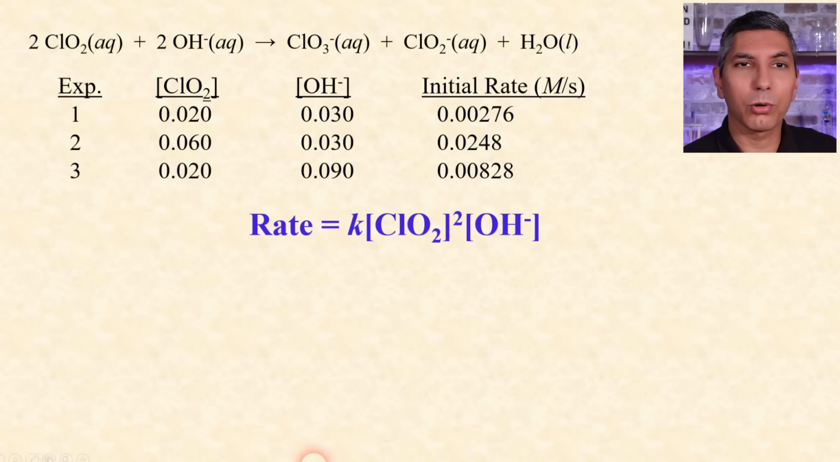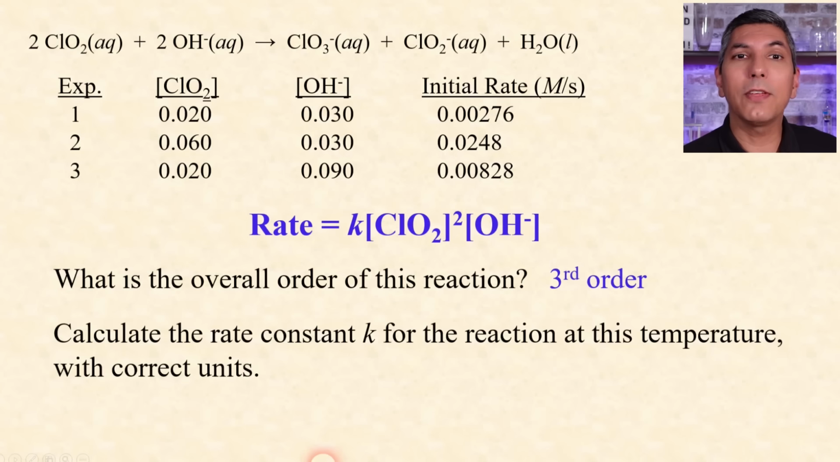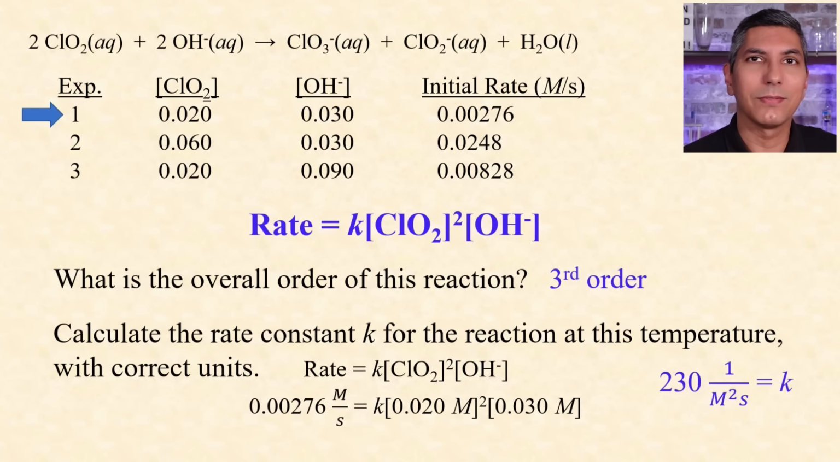The overall order is just the sum of the individual orders of the reactants, so it's overall third order in this case. We can calculate the rate constant very easily by taking the data for any one of the 3 experiments and plugging it into the rate law and solving for k using appropriate units.